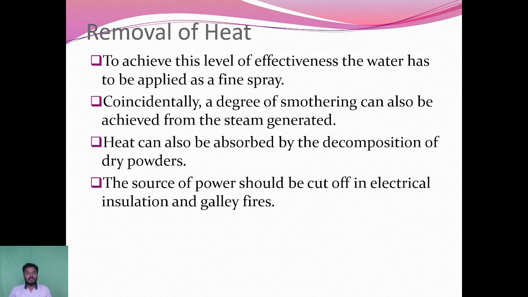To achieve this level of effectiveness, the water has to be applied as a fine spray. Here I already told that the waste gas from the boiler is purified and made into inert gas. The waste smoke from the boiler funnel is taken into the IG tower. The IG tower has three stages. At the bottom it has some water. In the center area there is a water spraying system like a sprinkler system, and the third stage is the demister.